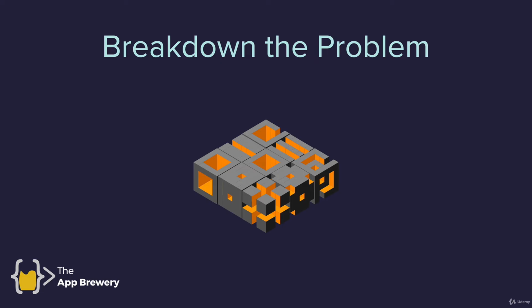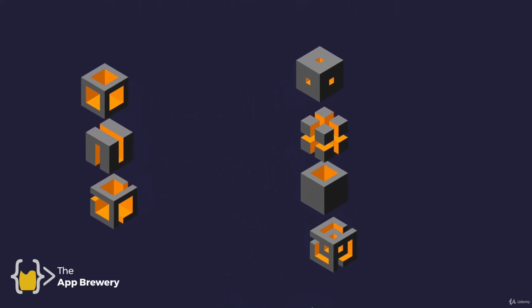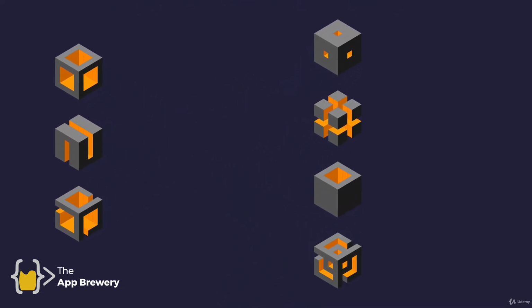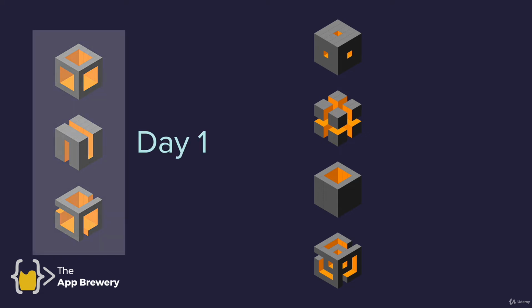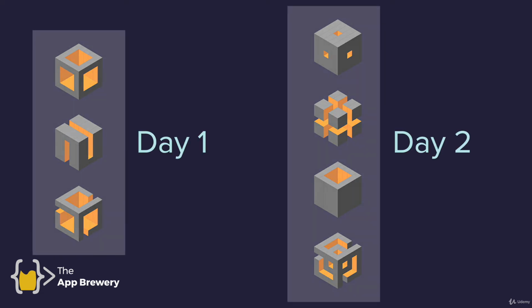As always, when we're thinking about a complex problem, the first step is to break down the problem. And I'm going to break down this problem of building the snake game into 7 separate steps. And the way we're going to do it is we're going to tackle the first 3 steps on day 1 and the last 4 steps on day 2. So we're going to split up this game into 2 parts and we're going to tackle it over 2 days.